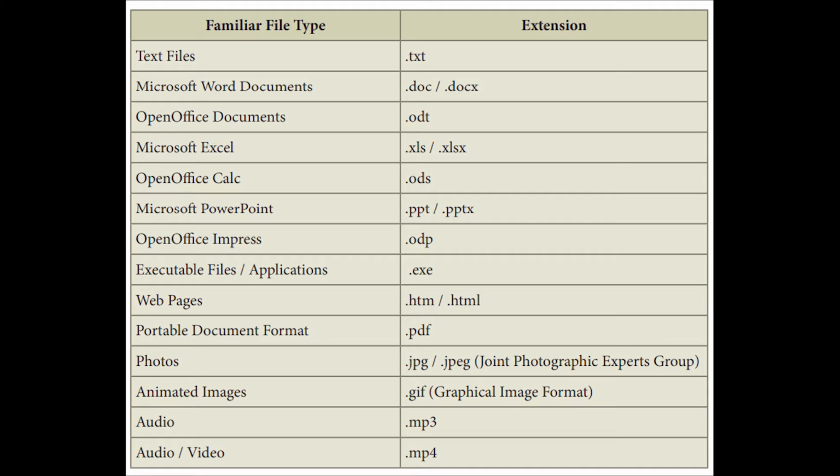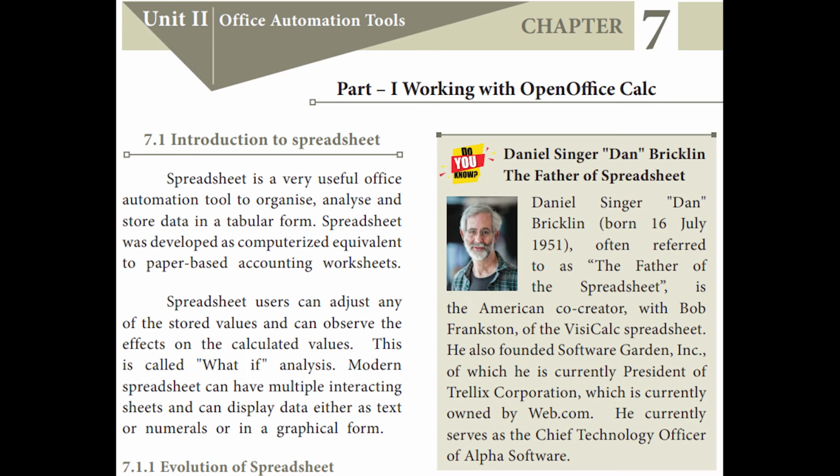If it is a PDF, we know PDF means portable document format. Photos means .jpeg or JPG. JPEG means Joint Photographic Experts Group. Okay, if it is an animated image, you know it's GIF, right? .gif, that is graphics interchange format. Okay, audio means .mp3, video means .mp4. Okay, these are the basic extensions for some familiar file types. Okay, and the autosave option is also there here. About this and all you'll be learning in this OpenOffice Calc.